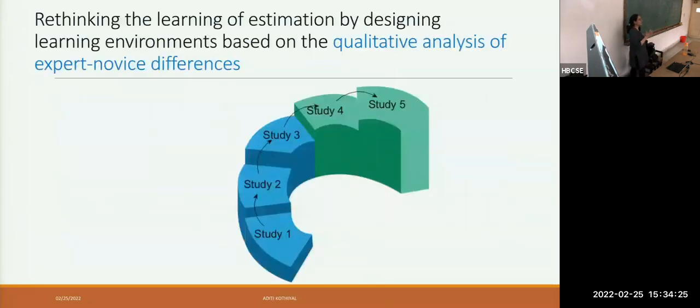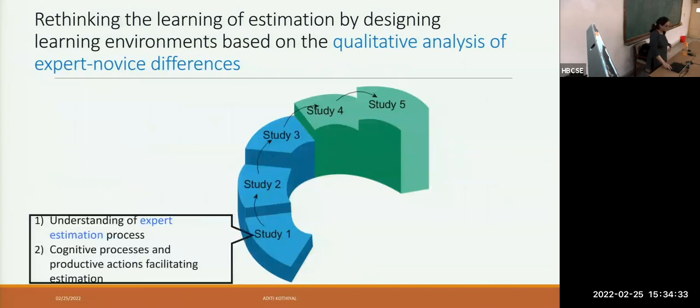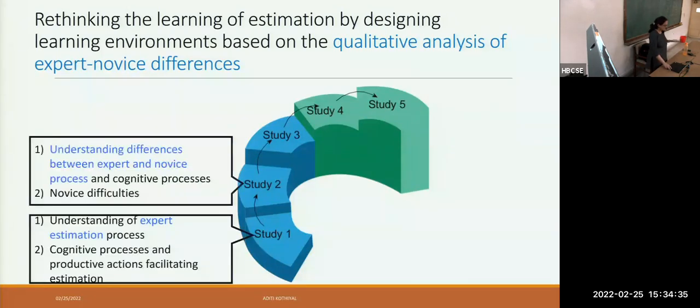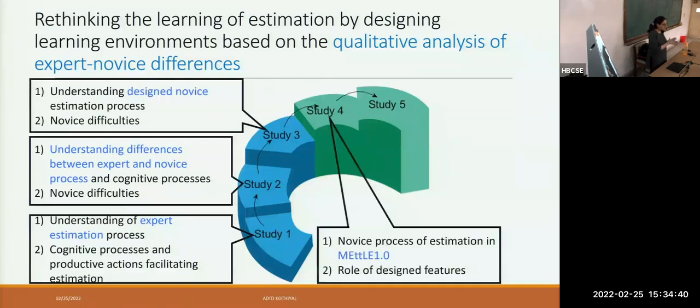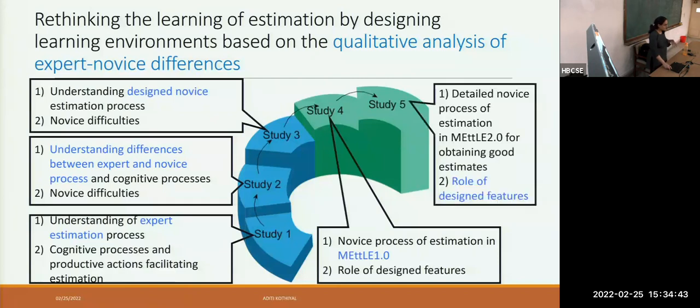We said we would start by first understanding what is a productive estimation process. Here we went through a series of 5 cycles where we first studied experts, then we studied novices. Then we also did smaller studies to slowly build up an intervention, which led to the learning environment that I already showed a demo of yesterday. But here I want to focus on how we studied experts and novices using a very interpretive approach to understand what they do and how that differs.